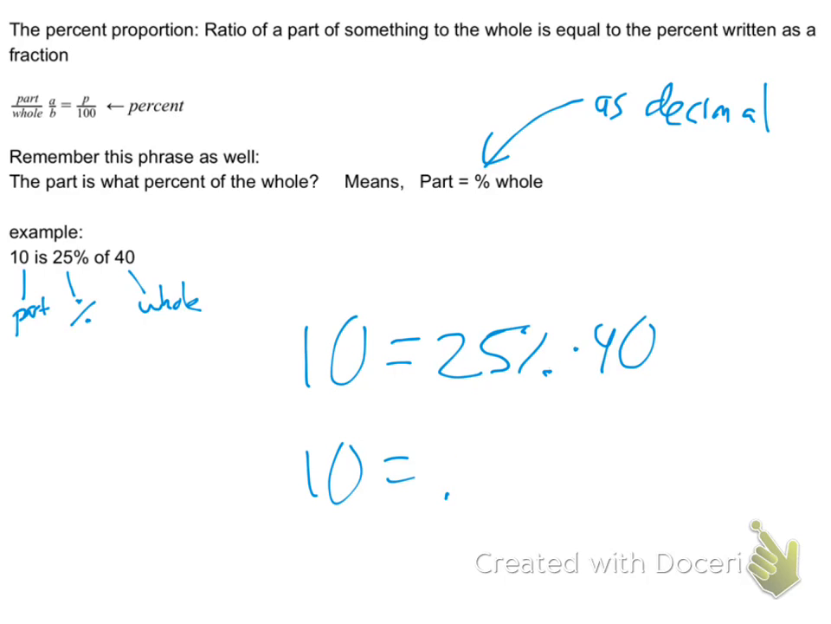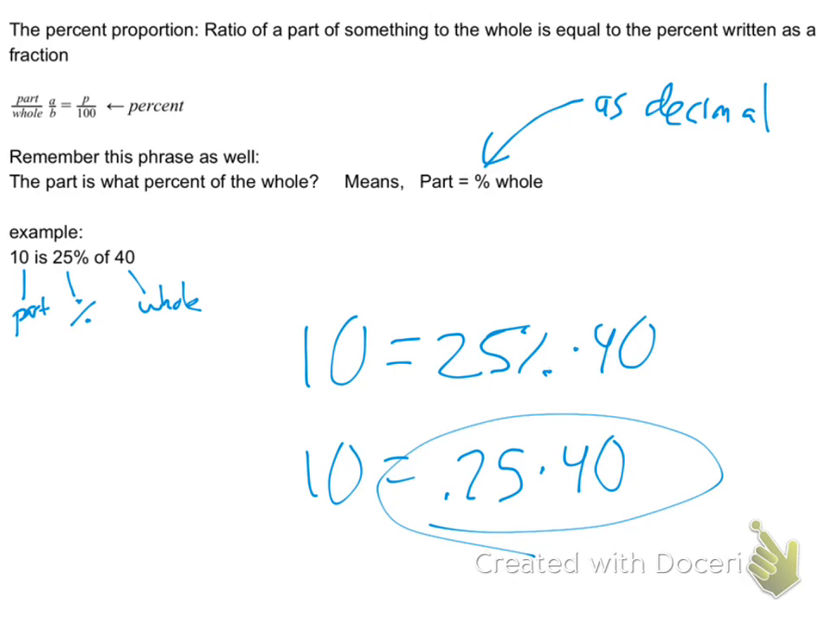10 equals 0.25 times 40. And you ask yourself, is 0.25 times 40 equal to 10? Check it. And the answer should be yes.